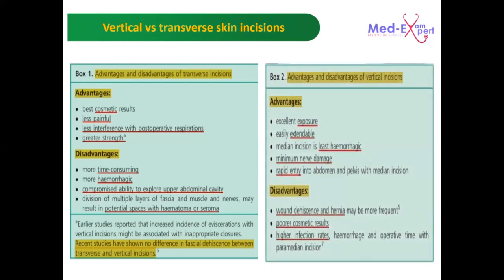The advantages of the vertical incision are that it is excellent for exposure and easy to extend. The median incision is least hemorrhagic, plus there is minimum nerve damage as we are opening in a vertical manner. There is rapid entry to the abdomen and pelvis with the median incision. The disadvantages: there is more wound dehiscence, and hernia may be more frequent in vertical incisions, with poorer cosmetic results and higher rates of hemorrhage, especially increasing the operative time with the paramedian incision type.